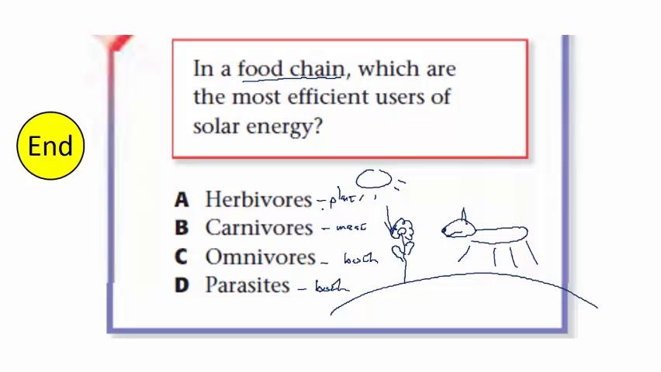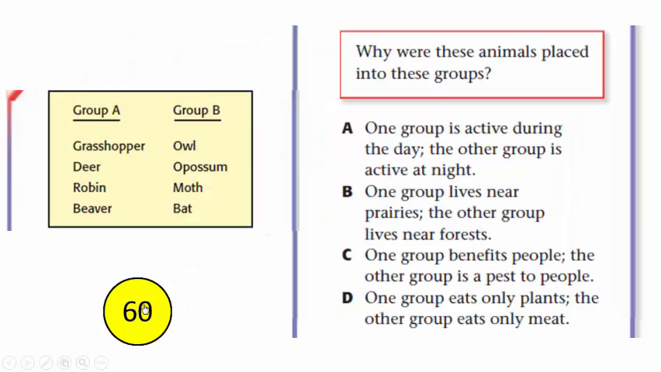So which one uses the sun's energy? Well, we know that plants or herbivores are the ones that are collecting that solar energy. So the choice is A. Next question, 60 seconds, begin.